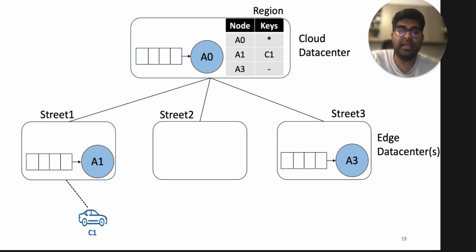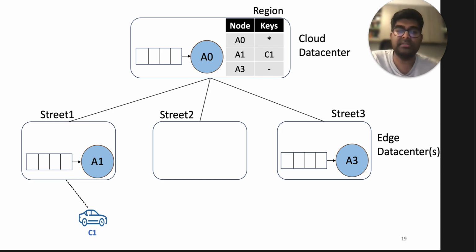Let us now visualize the reconfiguration protocol in action for a data source mobility scenario. Assume that there is a car C1 on street 1 connected to our framework. For each data source, Falcon provides a unified IP address that the system translates to the IP address of the nearest edge data center to connect to the data source.